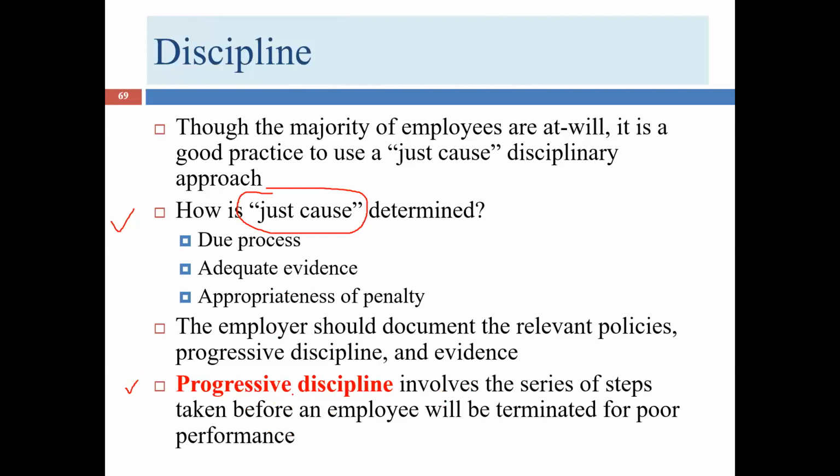So progressive discipline, again another Quizlet term, is the series of steps taken before an employee will be terminated for poor performance. Most misconduct is going to be subject to progressive discipline, but there will be categories that you don't do progressive discipline for. For example, employee theft. Violence, somebody who has hit a worker or a customer. Somebody who comes to work intoxicated. But most of the time, especially for tardies and lates and low productivity, you're going to give some type of progressive discipline.